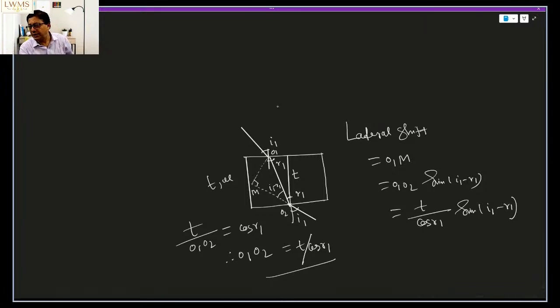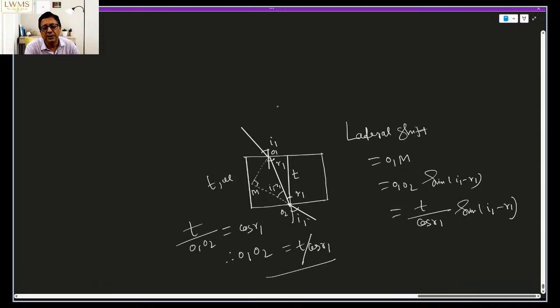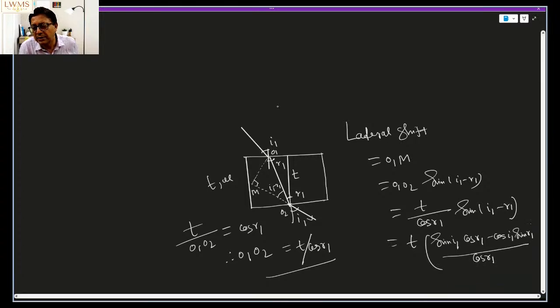Thickness of the slab is T. This is the lateral shift. Light was going this way. After passing through the glass slab, it changes its path, as if it is shifted by the slab by some distance, which is equal to O1M. We are going to find its value. Now evaluate this. It is sin I1 cos R1 minus cos I1 sin R1, divided by cos R1.